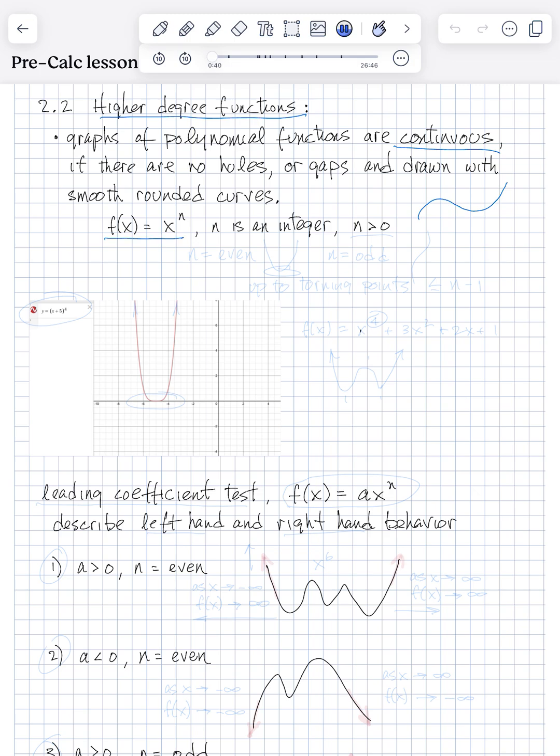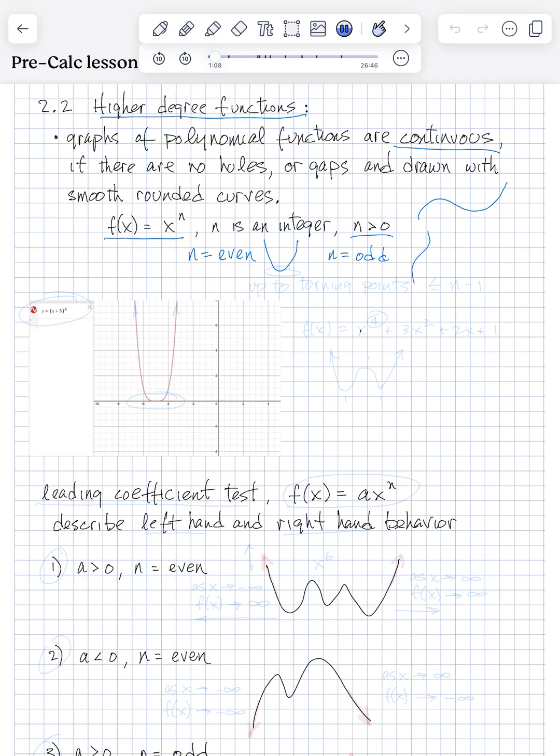We specify n is an integer, n is greater than 0. And so we know what it's going to look like if n is even. It's going to take the shape of this. If it's odd, like x cubed, it's going to have this shape.